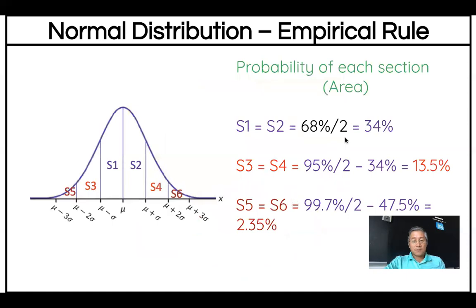We learned how to find out how many percent of data is in each sector. Sector 1 has 34%, by dividing 68% by 2, from the one standard deviation range. And S3, how did you get it? From here to here, within the two standard deviation range is 95%. If you divide by 2, it's this section, which is 47.5%. Then subtract S1, or S2, it doesn't matter, and you will have S3 or S4, which is 13.5%.